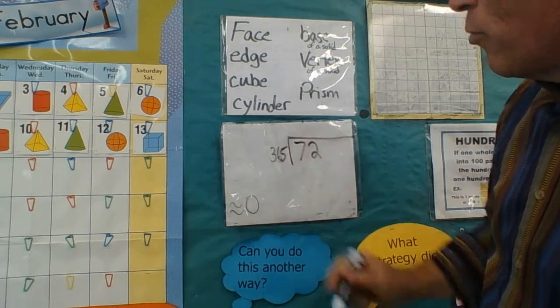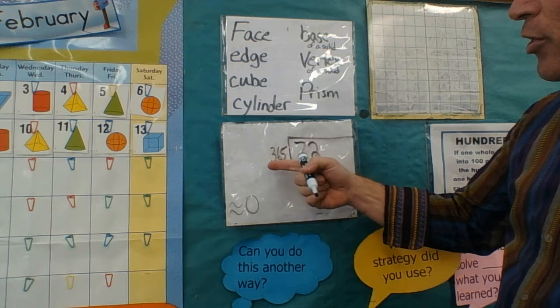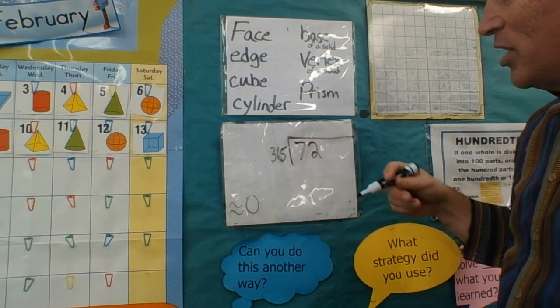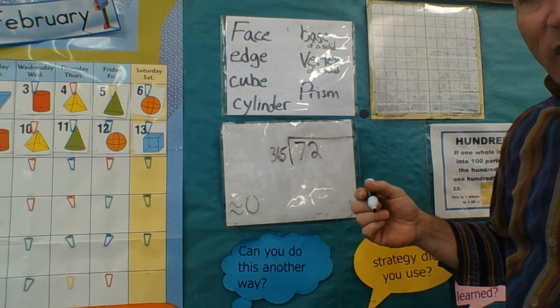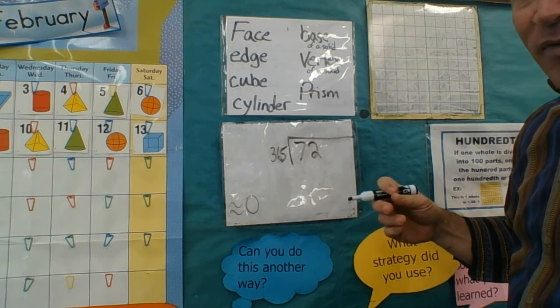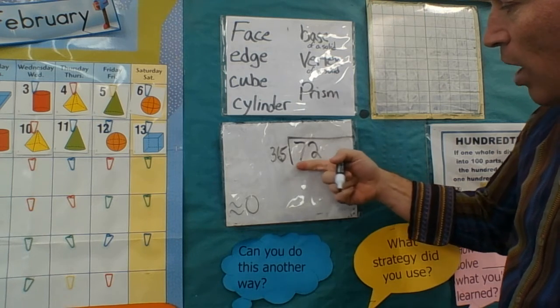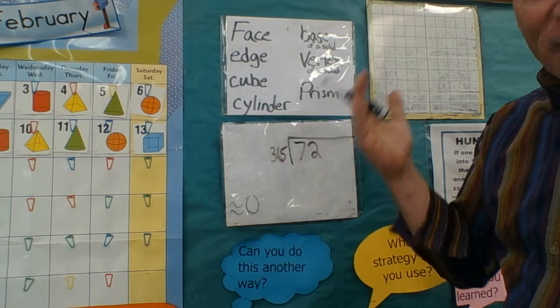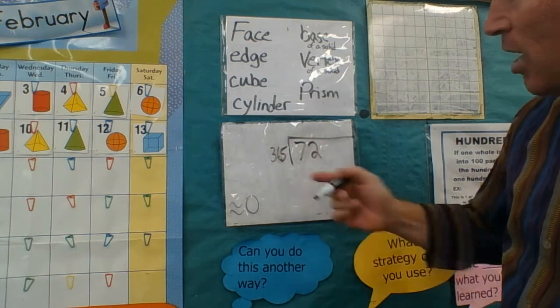I'm going to erase that so I have some room to work. And now I know that 365 cannot go into 72. Well, I'm figuring out percent. Per means out of and cent means 100. So what do I have to do to 72? I have to cut it up into 100 pieces. How do I do that?